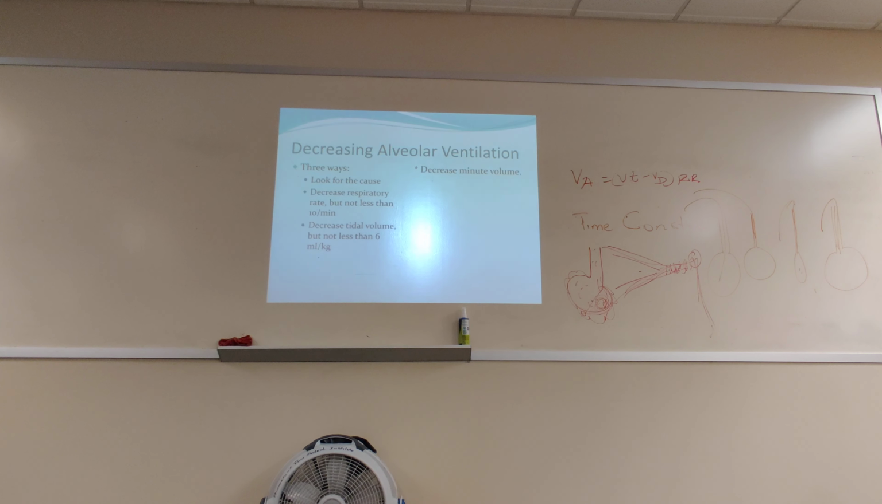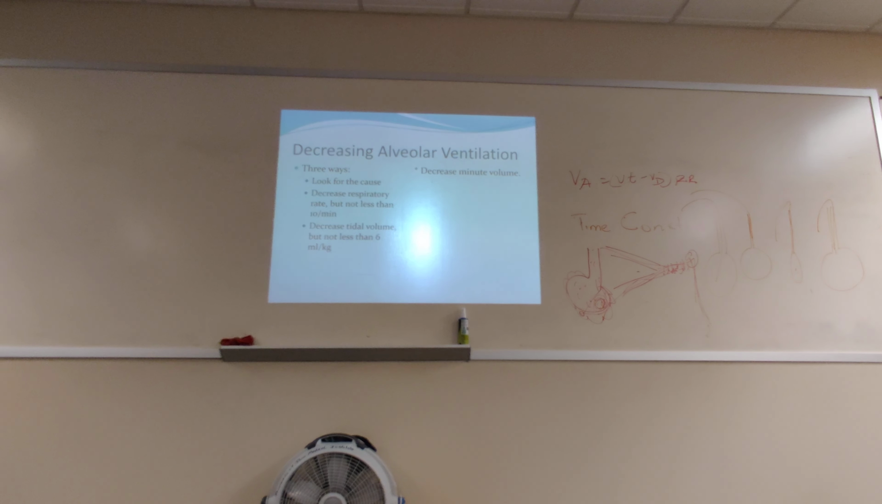Look for the cause, okay? Decrease respiratory rate, but do not decrease it to below 10. The only time you can decrease below 10 is when you're weaning, okay? And then, if for some reason, you cannot decrease your respiratory rate because you're already at 10, then you decrease your tidal volume, okay? So you have to know which order to do it. That's very important, okay?